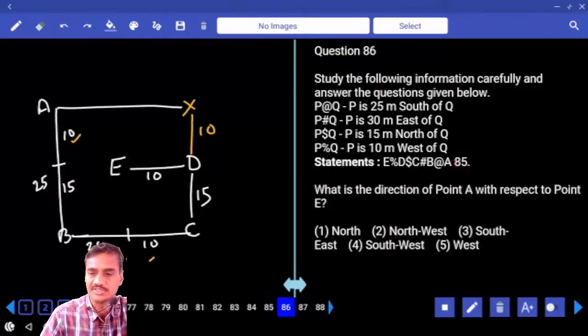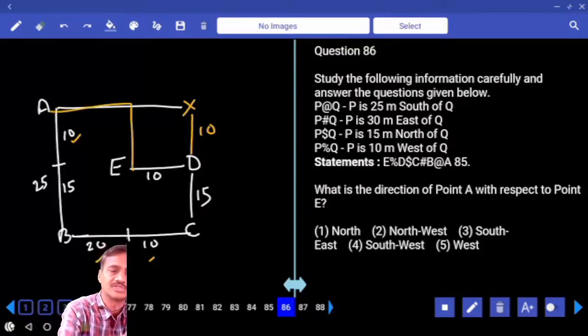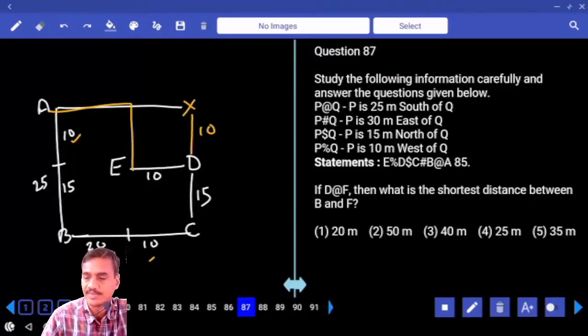And 86, what is the direction of point A with respect to E? In order to reach A from E, first towards north and west. Northwest, choice 2, 86. And D at the rate of F stands for D is to the south of F. What is the distance between B and F?